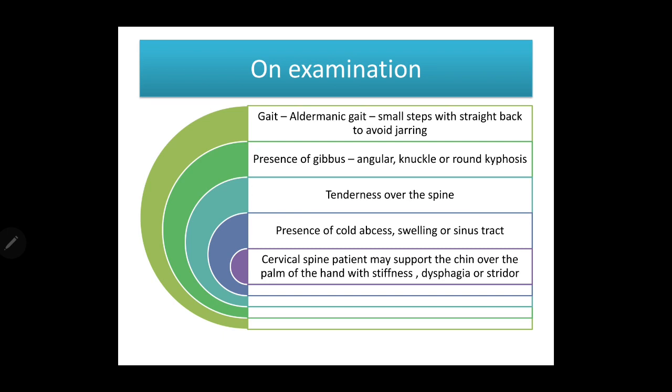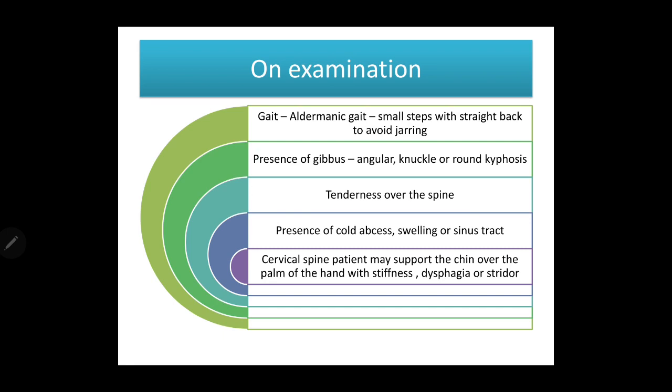Now what is gibbus? Gibbus is the other name for angular kyphosis. So kyphosis can be knuckle, which is single vertebral collapse, angular, or gibbus, which is two vertebral collapse, and rounded, which is three or more vertebral collapse. Okay, so very clear. Now the third examination finding is tenderness over the spine.